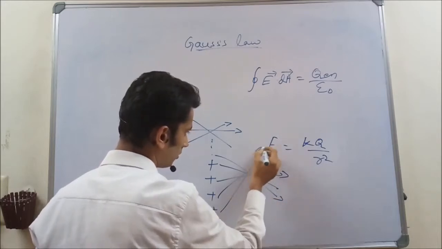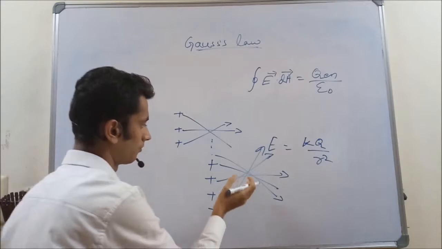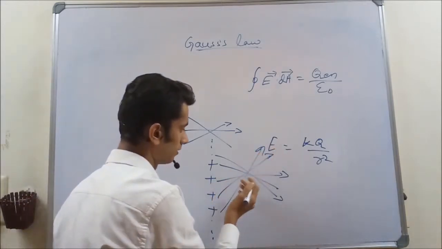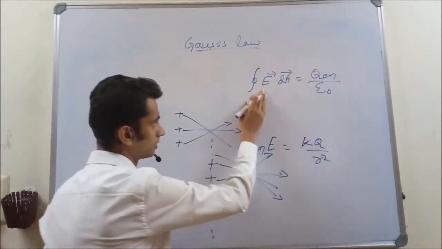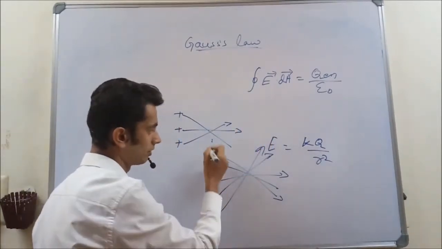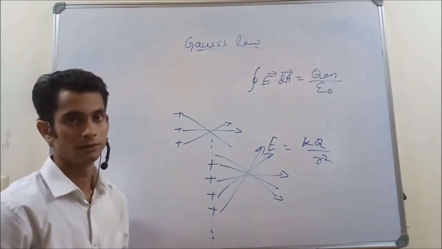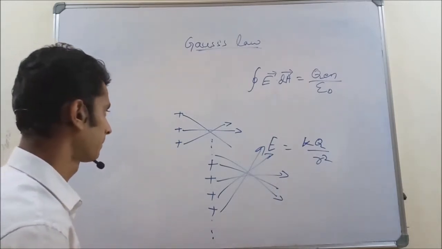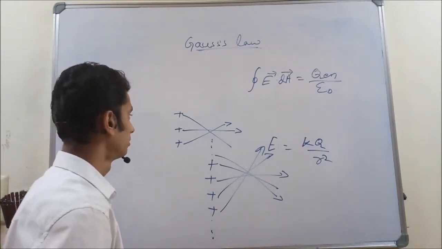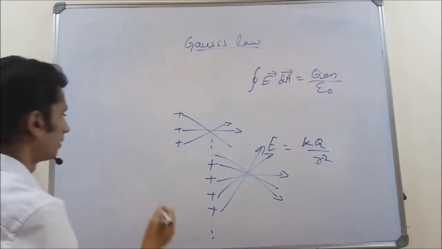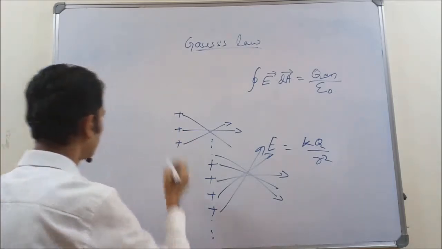We have to find a lot of lines of force, or a lot of electric fields, and then we have to add them. But using this equation we can easily find the electric field. But Gauss law has some limitations. We can't use Gauss law everywhere. There are some points we have to remember before using Gauss law.